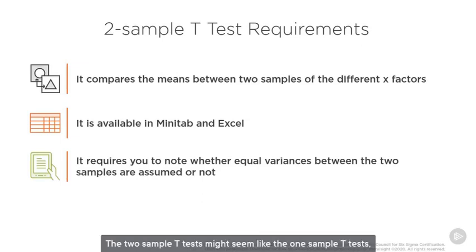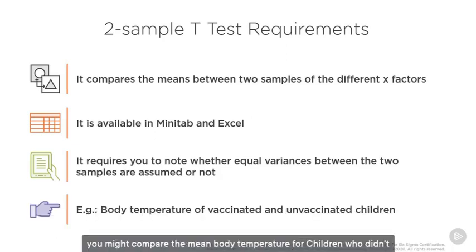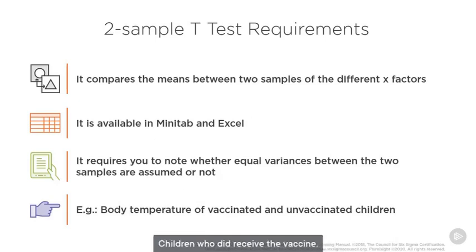The two-sample t-test might seem like the one-sample t-test because in the one-sample t-test, we discussed how you might compare a sample from before a change to a sample from after a change. However, the two-sample t-test is slightly different because you are comparing two samples from different populations. For example, you might compare the mean body temperature for children who didn't receive the influenza vaccine to mean body temperature for children who did receive the vaccine.